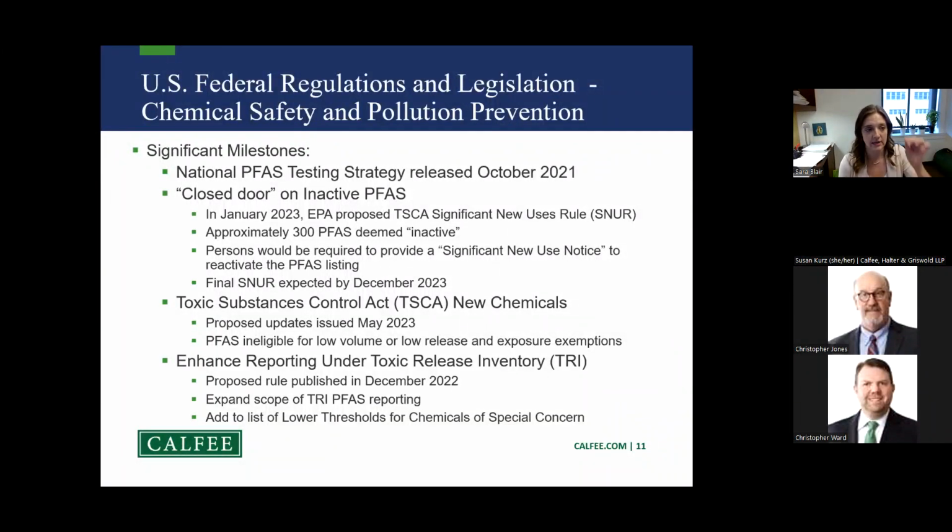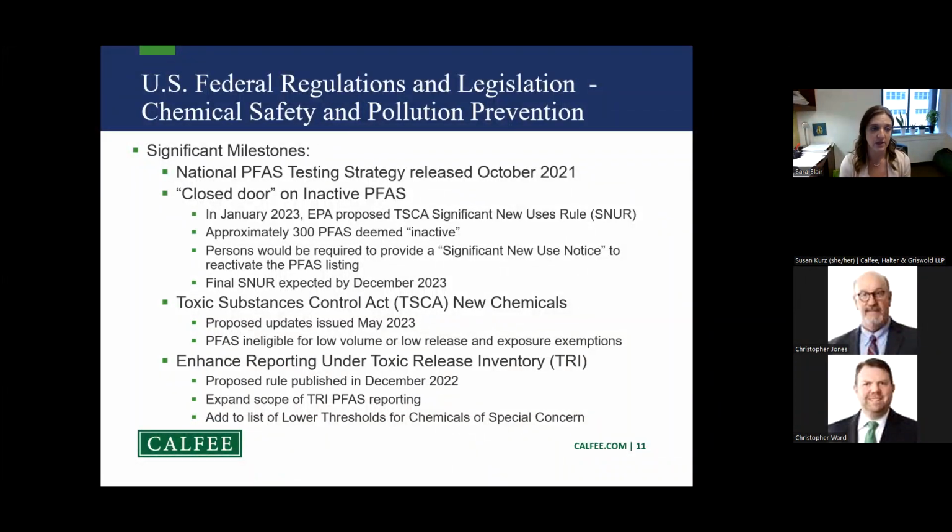Another milestone to highlight is in January of 2023, the EPA proposed a Toxic Substances Control Act, again, TSCA, Significant New Uses Rule, or SNUR, for approximately 300 PFAS that are listed on the TSCA inventory but deemed inactive, meaning they haven't been actively manufactured, including imported or processed in the US since June of 2006. Persons subject to the SNUR would be required to provide the EPA a significant new use notice at least 90 days before manufacturing, importing, or processing the chemical substance for a significant new use. This can be a substantial undertaking and may include submittal of additional studies and data.